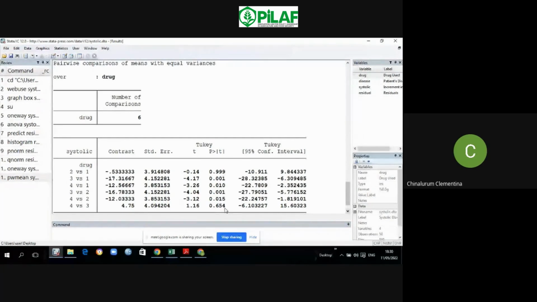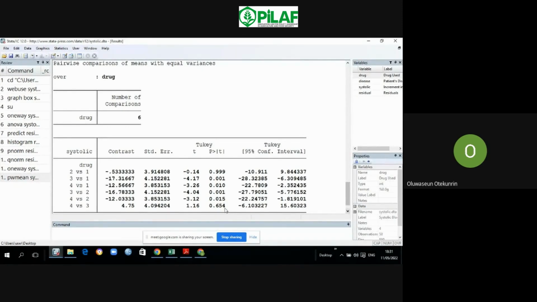What I'm saying is that for you to use multiple comparison procedure, you must have rejected H naught in your main output for your one-way ANOVA. If you accept H naught, there is no need for you moving to multiple comparison. You just stop there. The analysis stops there, and you conclude that the drugs are not contributing anything to systolic blood pressure.